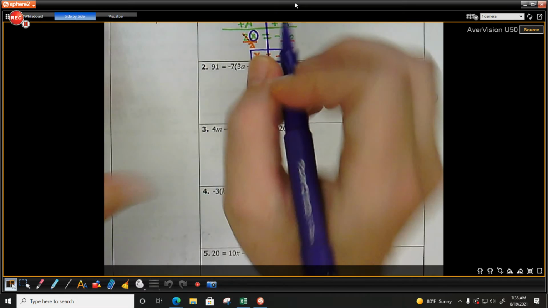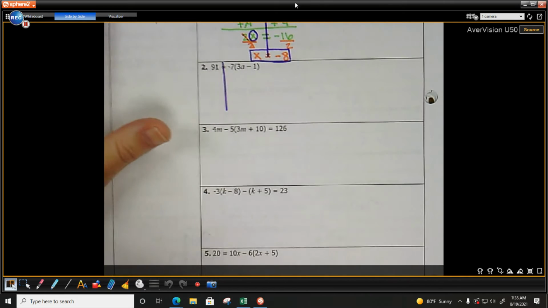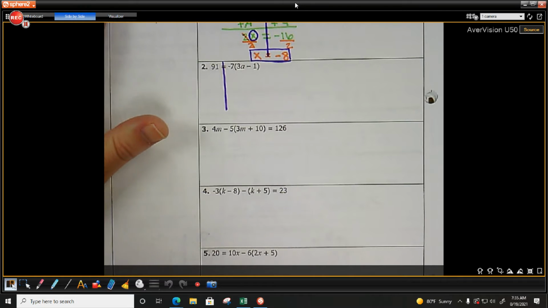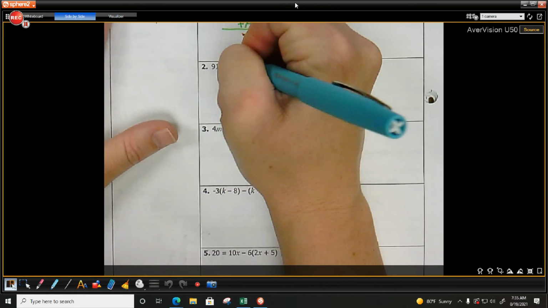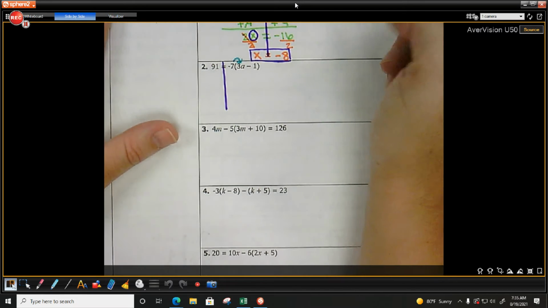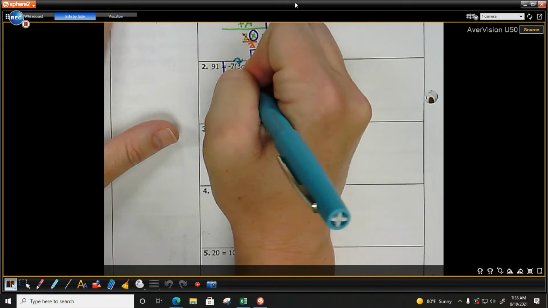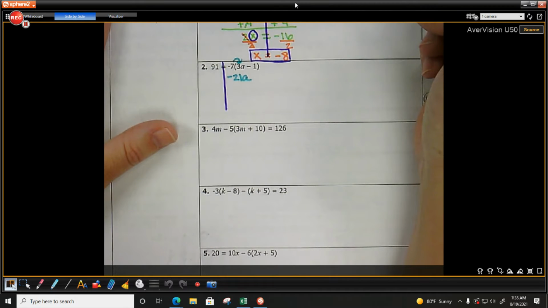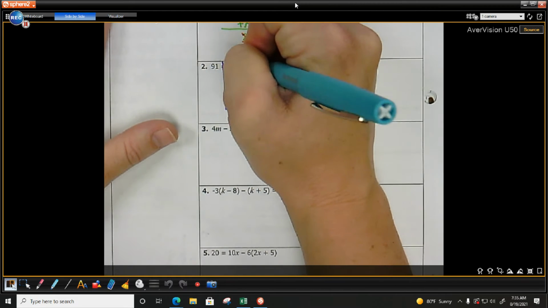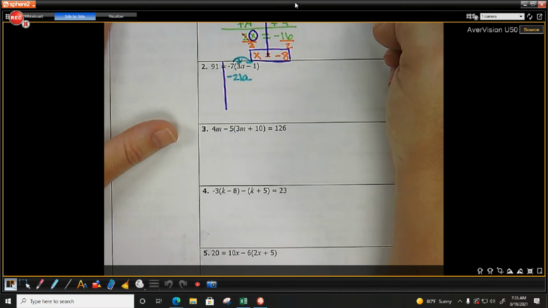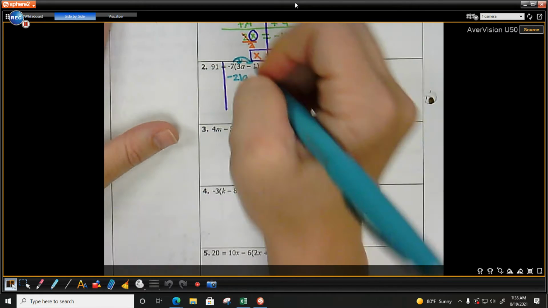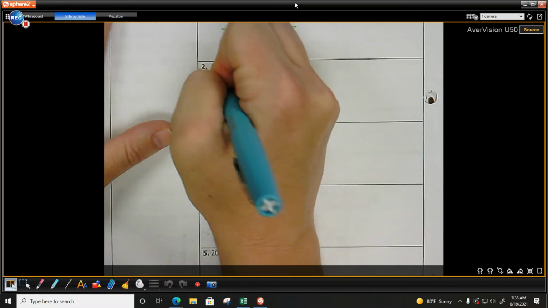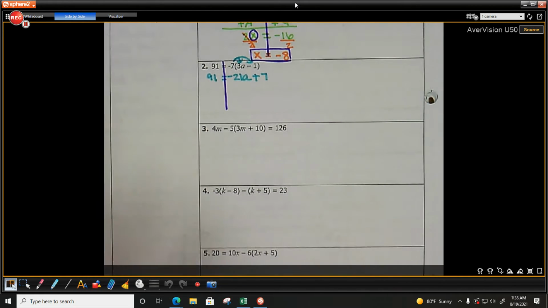Draw your line through the equals. Do I need to do any distributing? Yes. How do I know that? There's parentheses. What's negative 7 times 3a? Negative 21a. What operation are we doing when we distribute, guys? Multiply. Very good. So what's negative 7 times negative 1? Positive 7. And I'm going to drop down my equals 91. There's nothing to do on the left. So I did step 1, which was distribute.